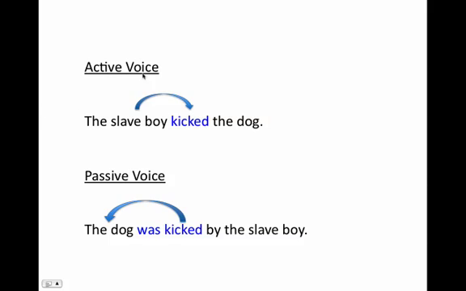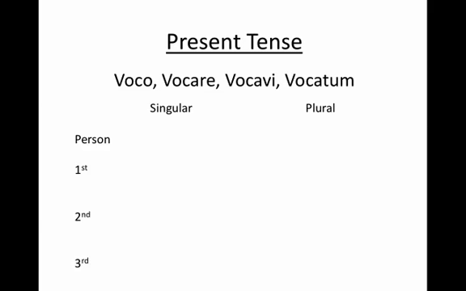Once again, in the active voice up top, the subject is doing the verb. And in the passive voice down here, the verb is being done to the subject. So let's see how we form this. We're going to go over the entire present system, and if you remember, the present system includes the present tense, the imperfect tense, and the future tense. So let's start with the present tense.